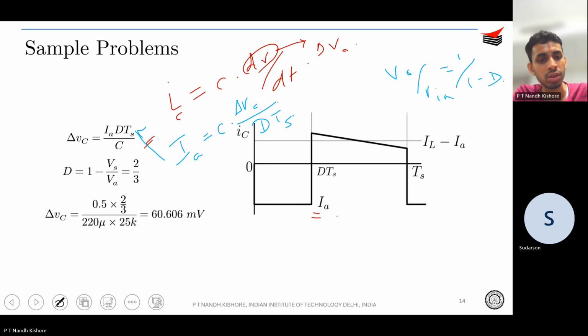So this turns out to be 60.6 millivolts.